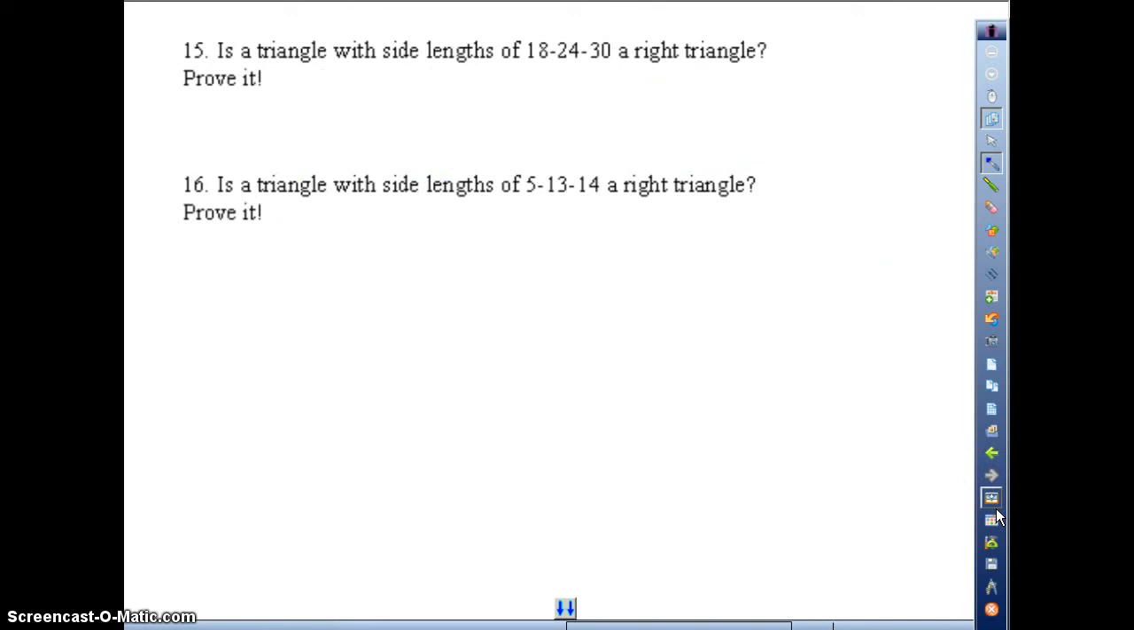15. Is a triangle with side lengths of 18, 24, and 30 a right triangle? Prove it. And you're going to do the same thing on 16.